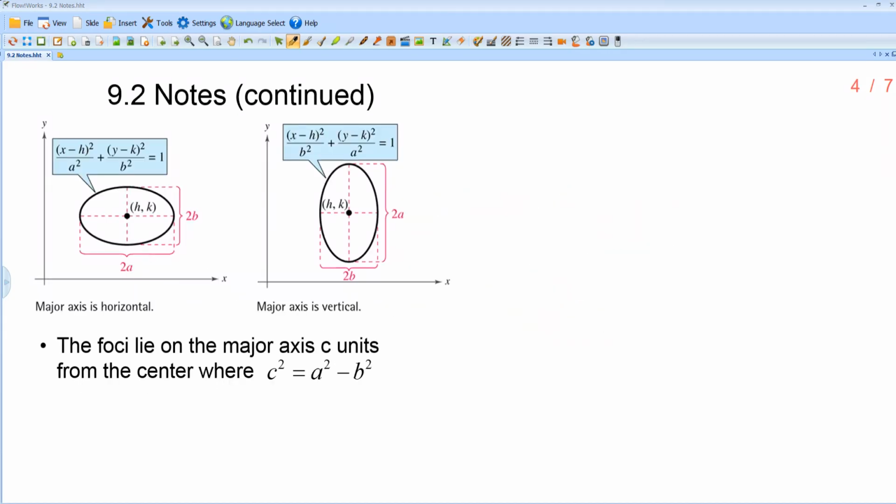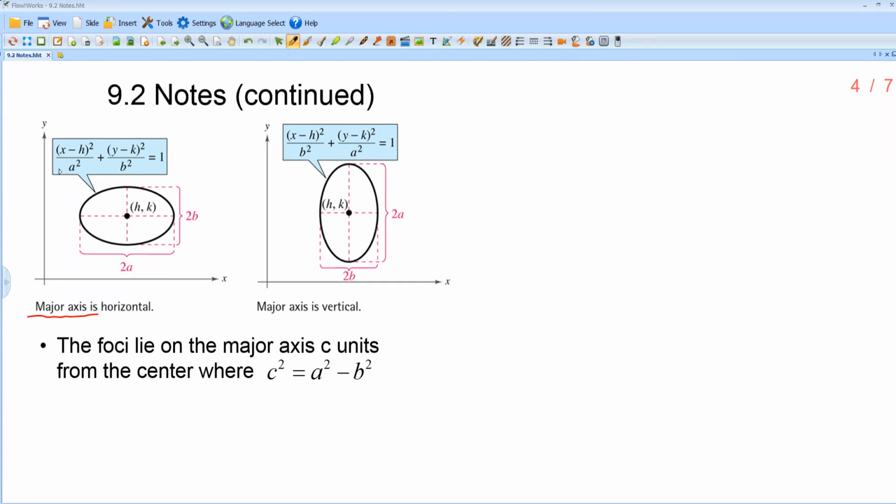All right, so again, we have these two pictures. Here, I have an oval that's laying out horizontally. The longer part is horizontal. We call that the major axis. The major axis is the one that's the longer one. So I have my major axis being the horizontal, h comma k being the center.